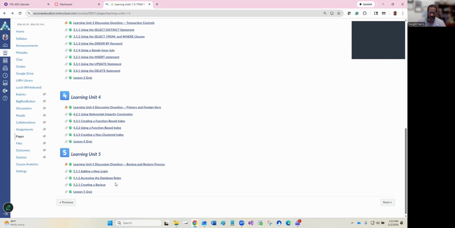Accessing the database roles. Yes, as a database administrator, I would have to set up accounts and make sure certain credentials, certain users, only had access to certain tables. A lot of fun. And if you're interested in becoming a database administrator, commonly known as a DBA, you'll be dealing with that. And then finally, creating a backup.